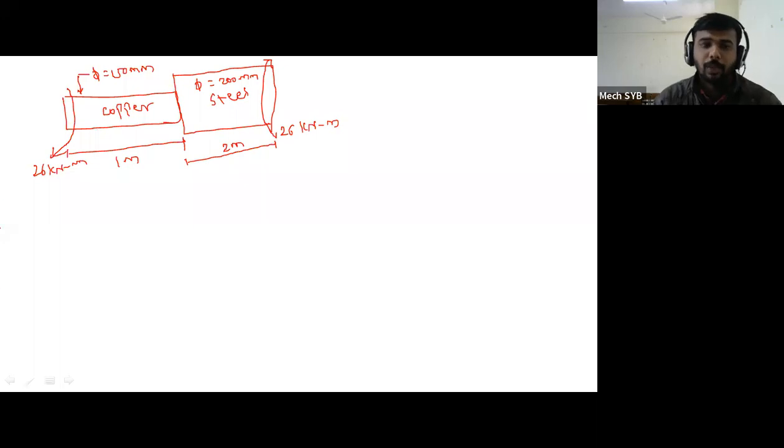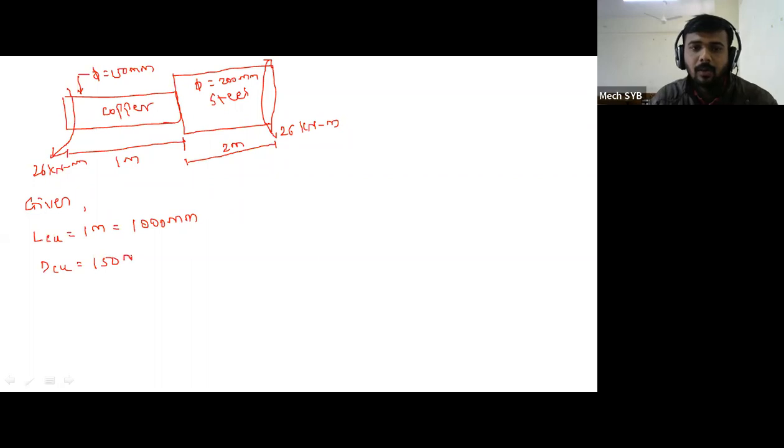So, first of all, we will write all the given parameters. Draw the figure accordingly in your notebook. Given first: length of copper is equal to 1 meter is equal to 1000 mm, diameter of copper 150 mm, length of steel 2 meter is equal to 2000 mm, diameter of steel 200 mm.